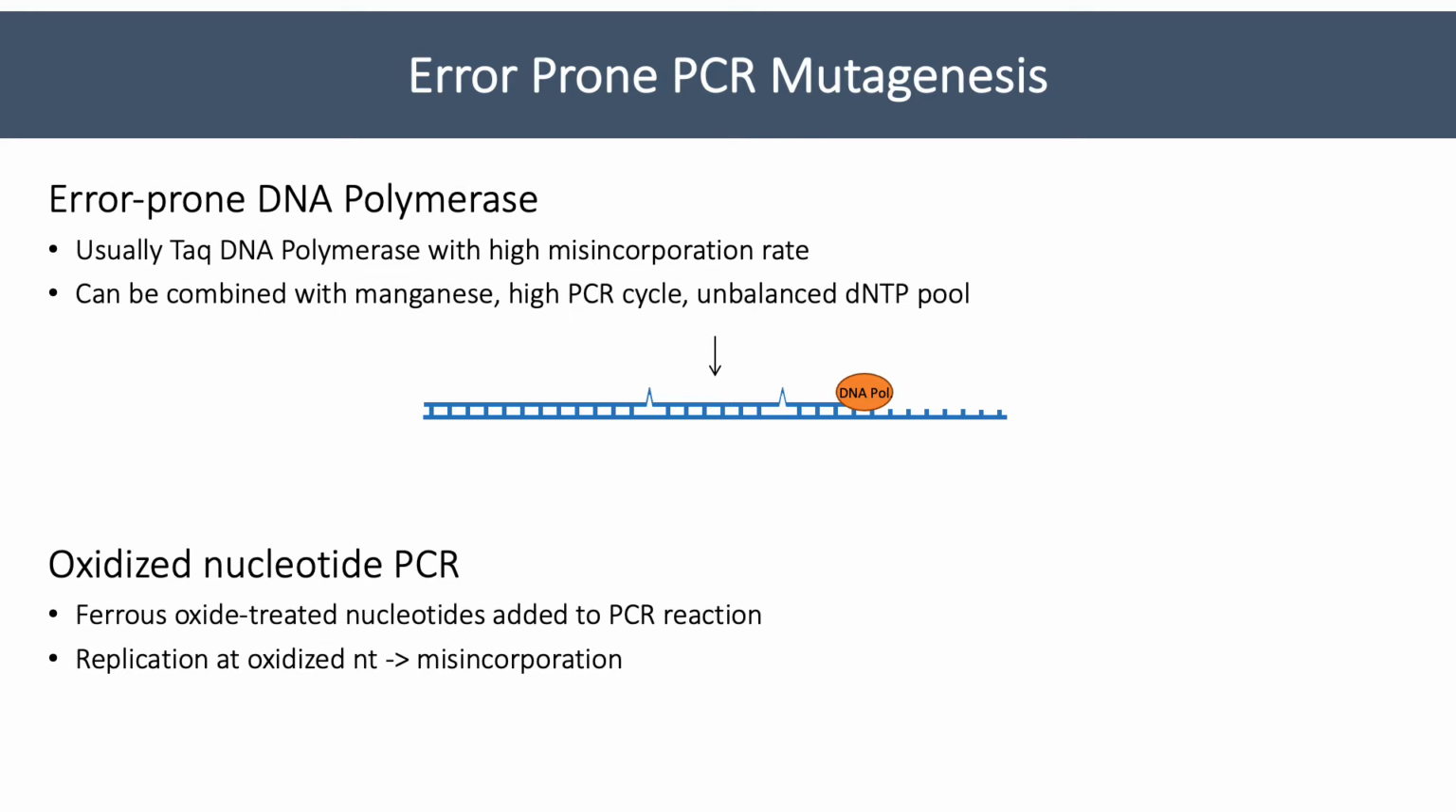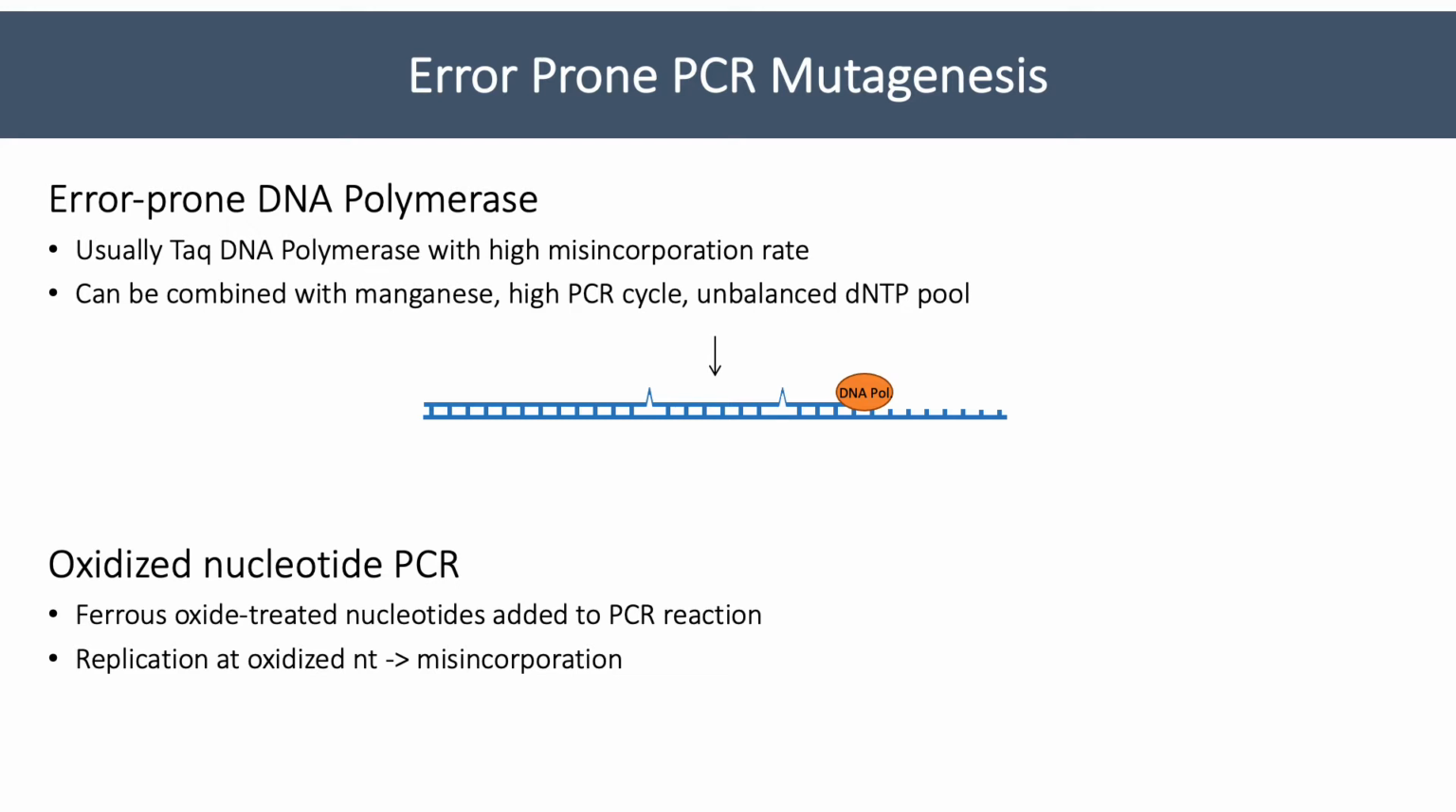The most popular version of this is to simply use a mutant of Taq polymerase, which has a higher misincorporation rate. And you can tune the mutation frequency by playing around with other factors, like the addition of manganese, using higher PCR cycles, or using an unbalanced pool of dNTPs.